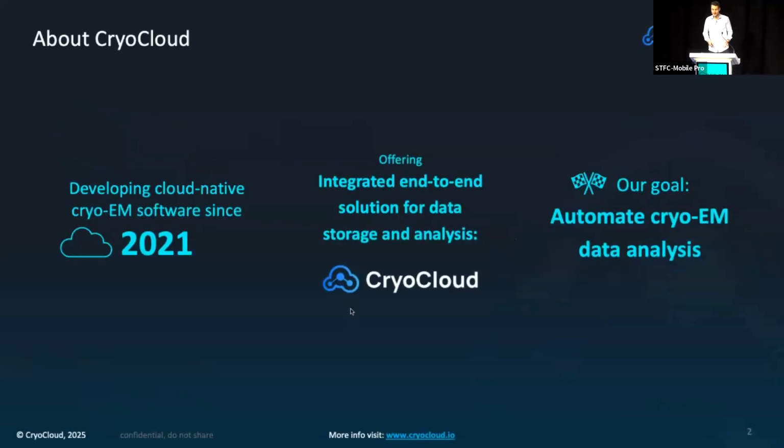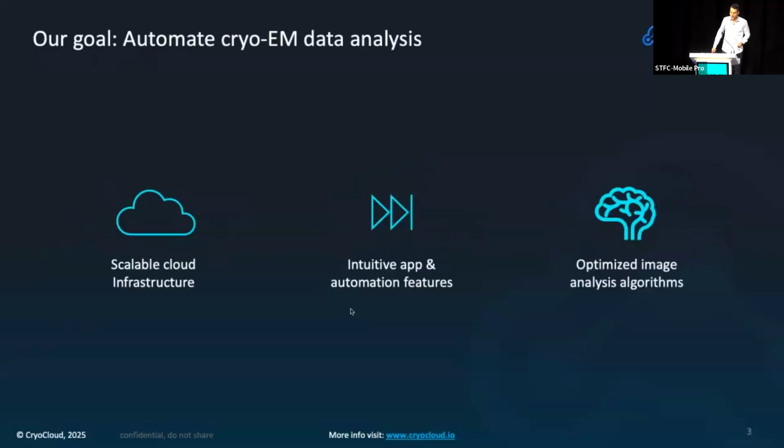Our offering is an integrated end-to-end solution for both data storage and analysis, which we call CryoCloud. And our goal is to automate cryo-EM data analysis to make it more accessible and to provide everybody with the easiest and fastest way to get to the highest quality structures. And we use 3 core technologies towards this goal of automation. That's scalable cloud infrastructure, an intuitive app with automation features, and optimized image analysis algorithms. And we integrate all of these technologies into one platform.